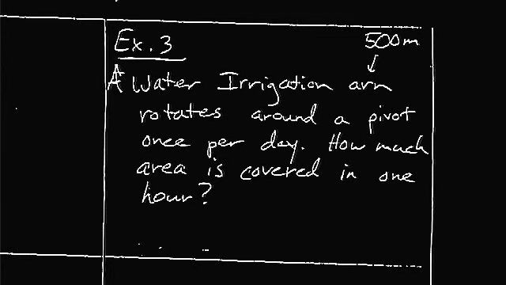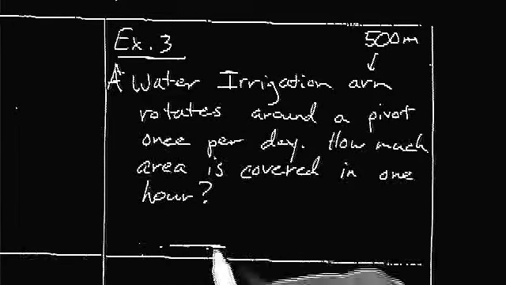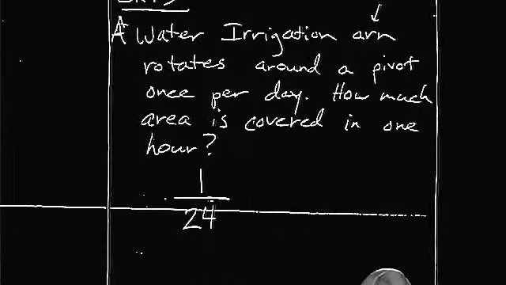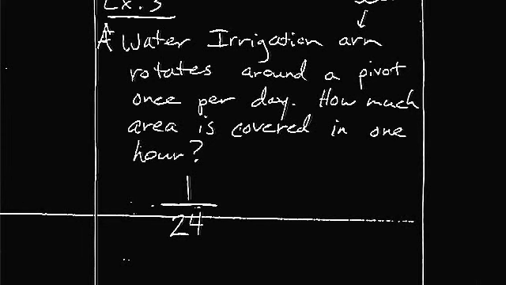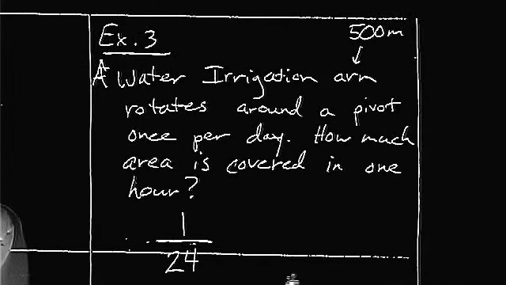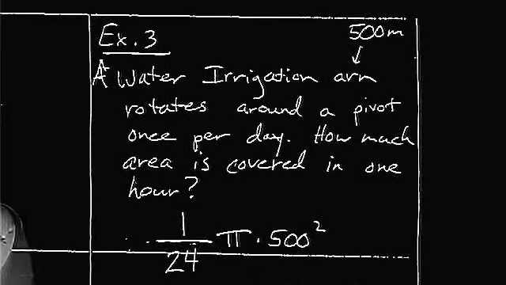In this case, it's a 500-meter arm, and it rotates around once a day. How much area is covered in 1 hour? So the part of the circle that we're dealing with is 1 hour out of 24 hours. So the part over whole in this case is not dealing in degrees or radians, but in hours, in time. And since we are dealing with area being covered, it's pi times 500 squared.